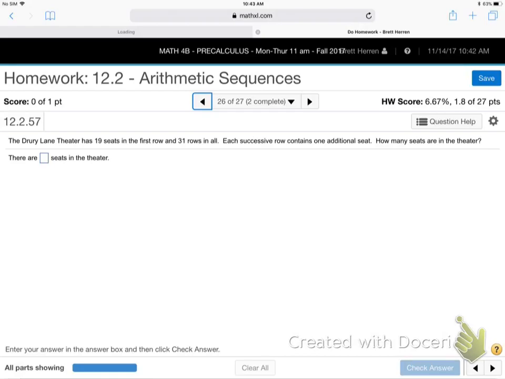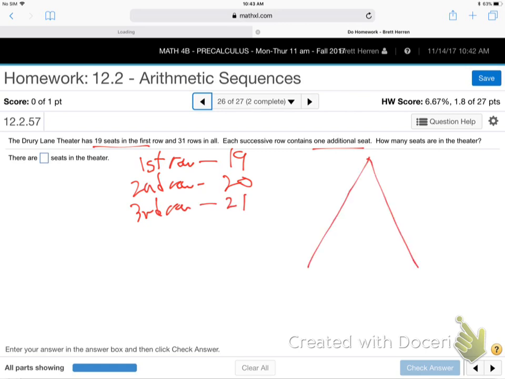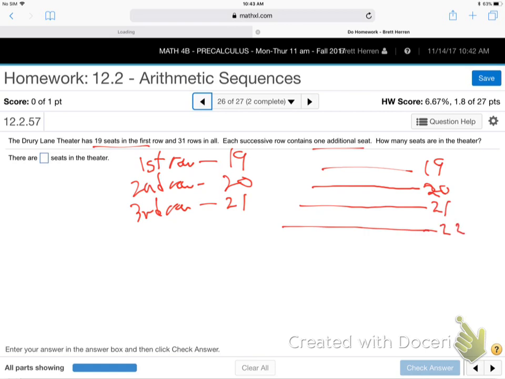All right, Drury Lane, 19 seats. So they have 19 seats in the first row. Second row, every row goes up by 1 additional seat. So 20. Third row, 21. It's kind of like a diamond pattern, it gets wider and wider. Well, it's more like 19 seats in this row, then one more in this row, then a little more in this row, etc. It just gets wider and wider as it goes back, right?